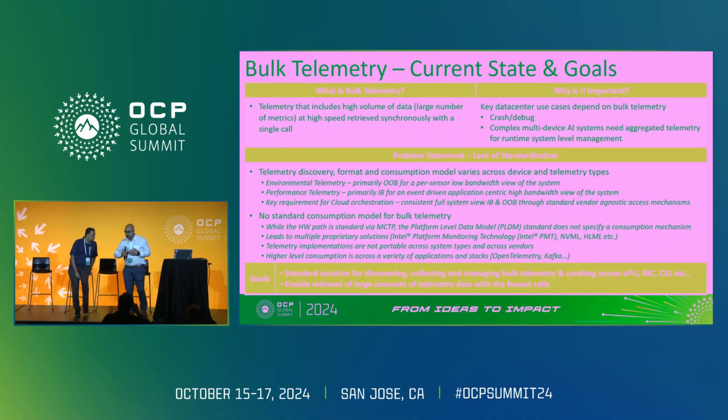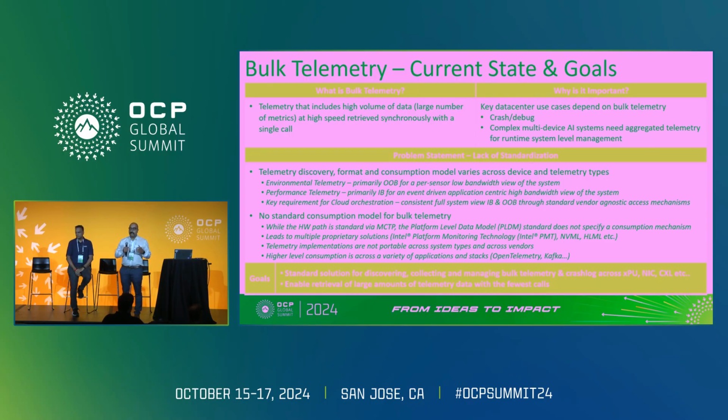Okay, so what are the goals? What is bulk telemetry in general? It is essentially, as you may surmise, a really high volume of data. A very large number of metrics, as many as you can gather from a system, retrieved really quickly, synchronously, and within a single call, or with the fewest number of calls.